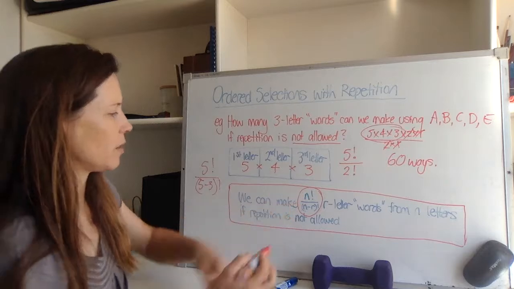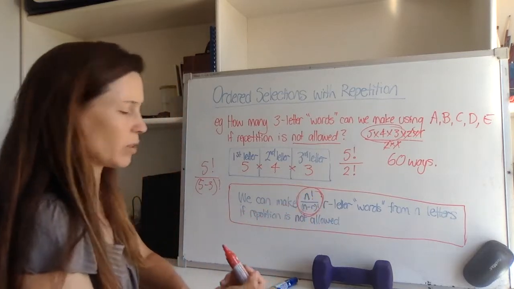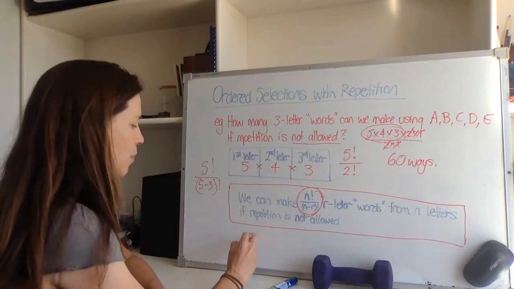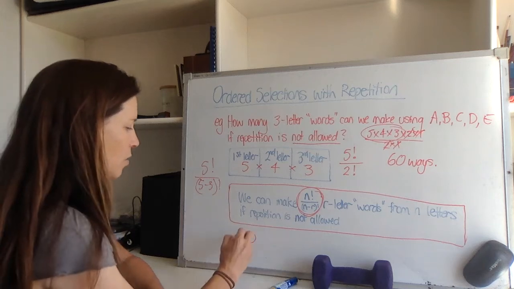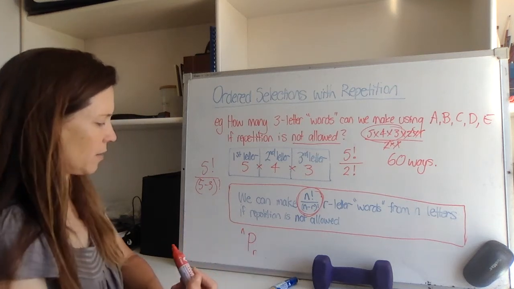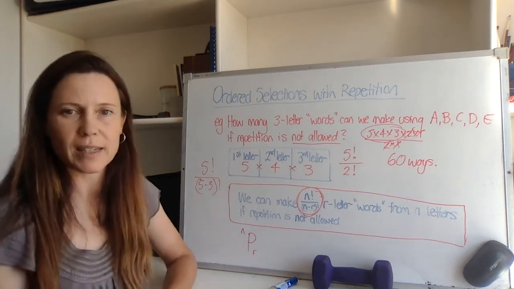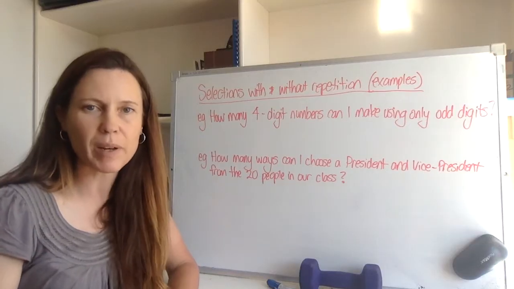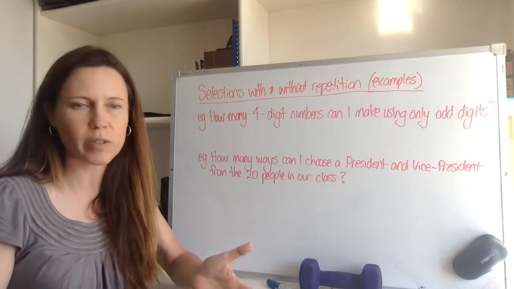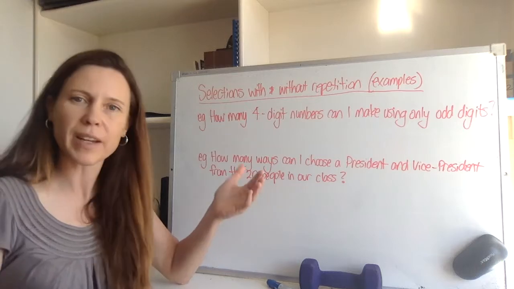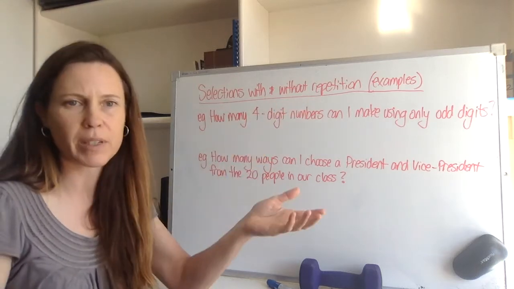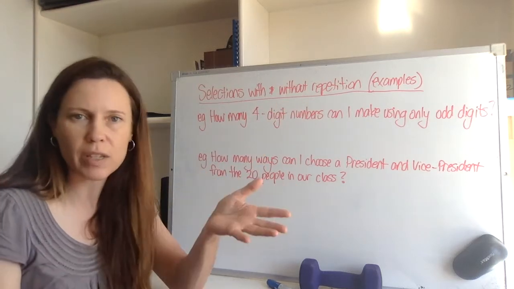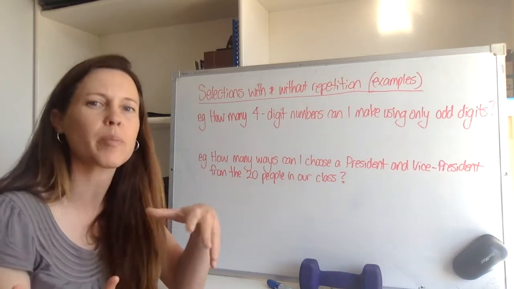Now, this notation here has a special name that we'll look at. It's called a permutation, and we can also write it like this. And we'll have a look at that in a bit more detail now. Now, the tricky part is that most questions that you'll see in this course won't actually state whether or not there's repetition. So you need to think for yourself whether repetition is appropriate or not.